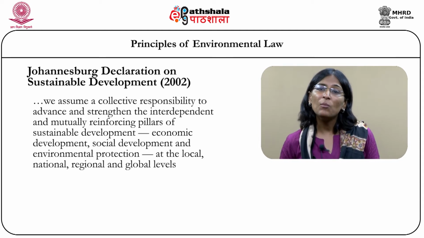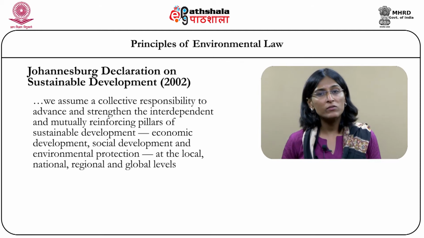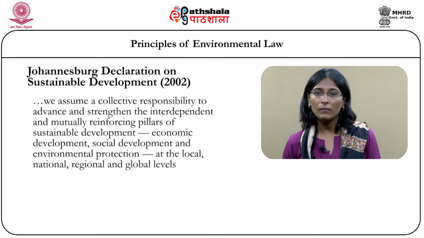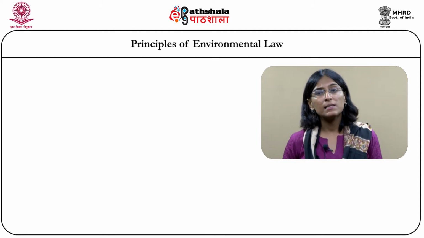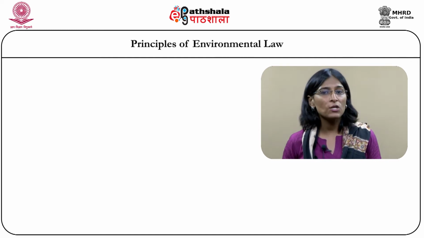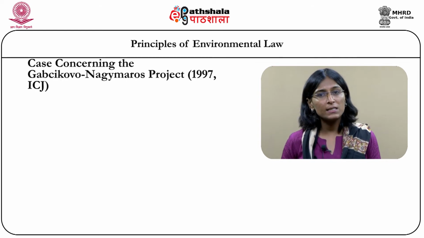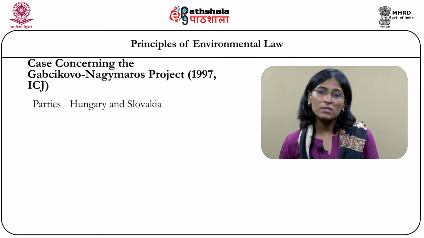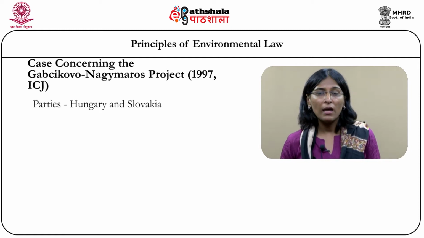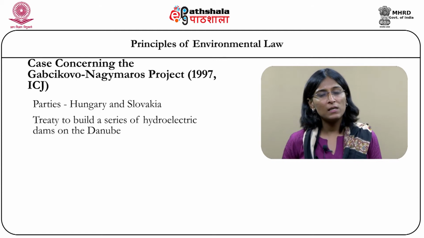We see here a move further from the discussion being restricted to economic development and environmental protection, with the inclusion of social development as the third pillar of sustainable development. One of the few instances where the concept of sustainable development has been considered by the International Court of Justice is the 1997 case concerning the Gabcikovo-Nagymaros project. The parties to this case were Hungary and Slovakia, and the case concerned a treaty to build a series of hydroelectric dams on the river Danube.